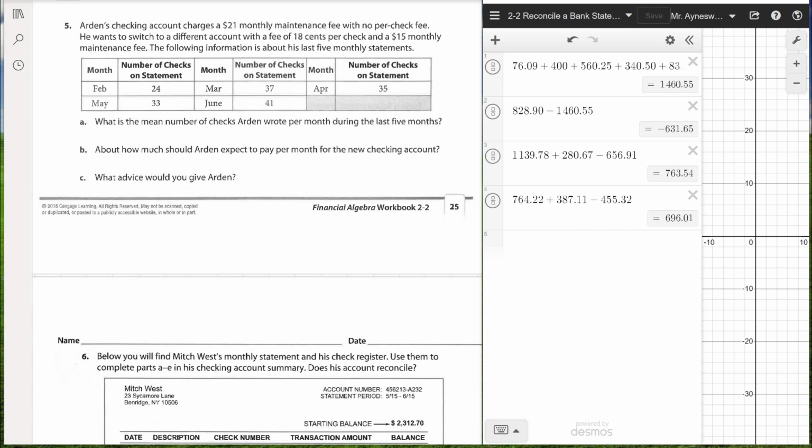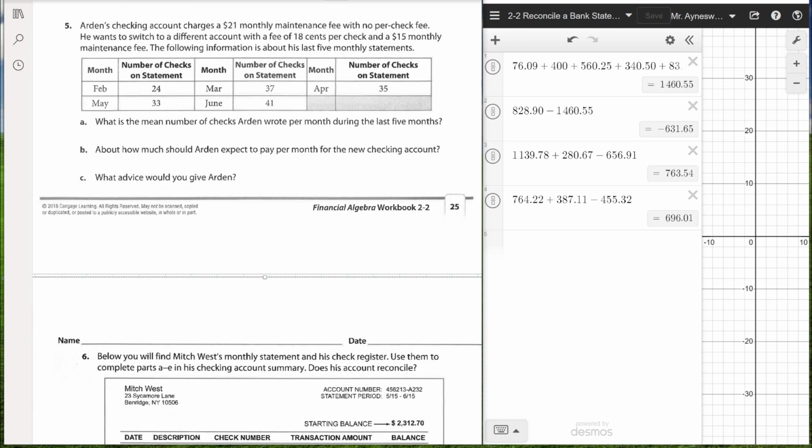The following information is about the last 5 monthly statements. So let's figure out what happens here and what he should do. Should he continue with the current account, or should he consider switching accounts? Let's figure it out.